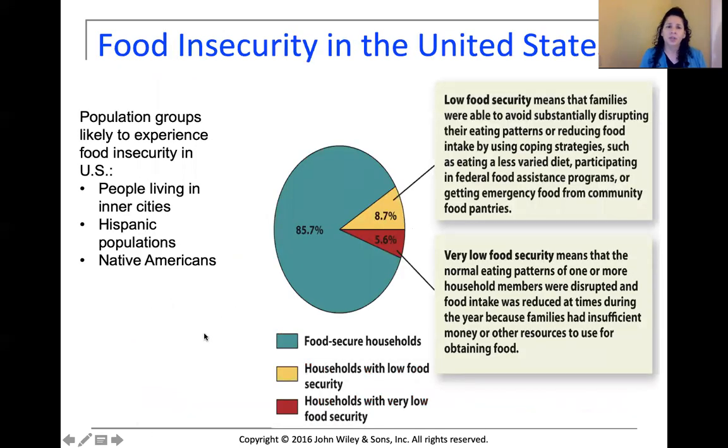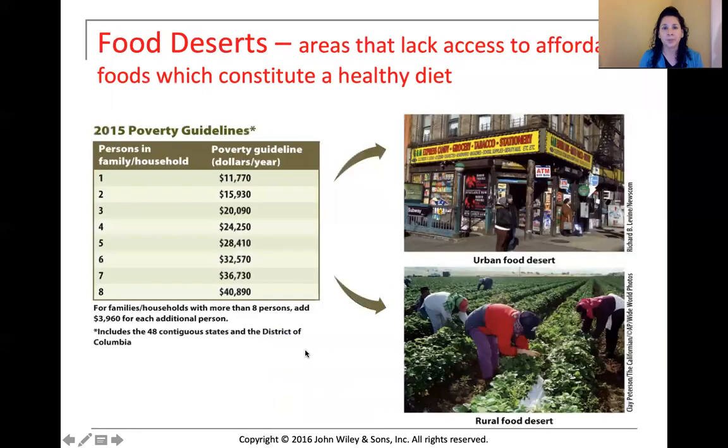Food insecurity here in the US, we're going to see that people living in the inner cities, those urban cities, are the ones most affected by this food insecurity, or hunger, shall we say. Our ethnic populations are also more greatly influenced by that. In other words, we need to understand hunger is not just something that we deal with when we talk about third world countries. We still have a big problem with it here in our country at home.